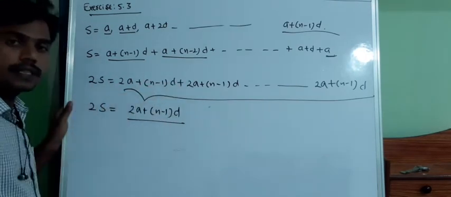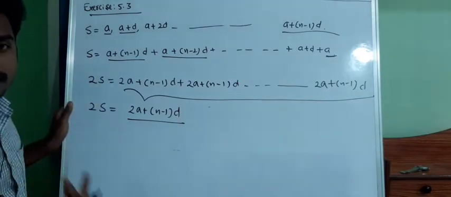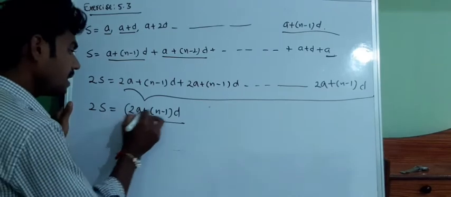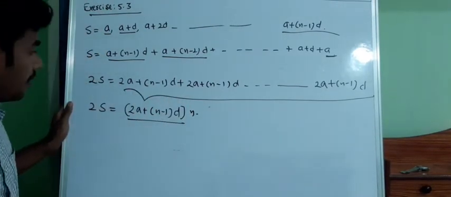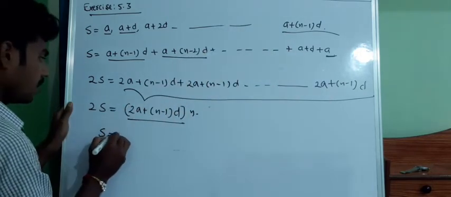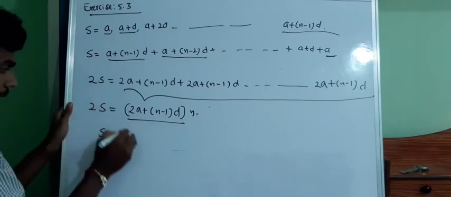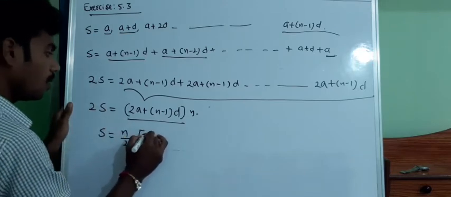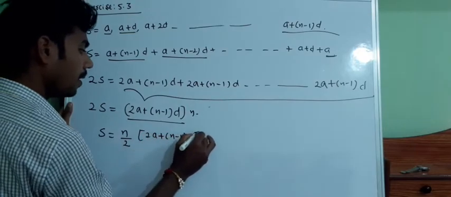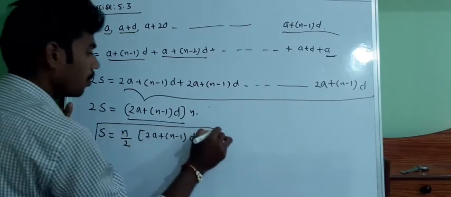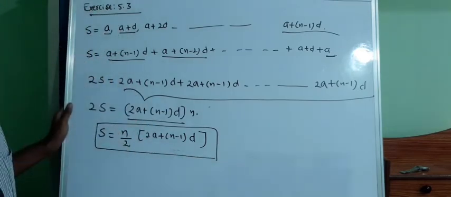How many such terms are there? There are total n terms. We don't know how many terms there are, so we call it n terms. So it is multiplied by n. Or else S is equal to n, and these two I will transfer to the denominator, which gives n by 2 into 2a plus n minus 1 into d. So this is the formula to find the sum of n terms involved in a series.